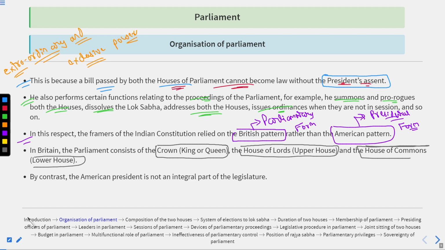That is the difference. By contrast, the American president is not an integral part of the legislature. So that's why it is having the presidential form. Because here the executives are separated from the legislature, while both in Britain or India, the legislatures and the executives are interdependent on each other.